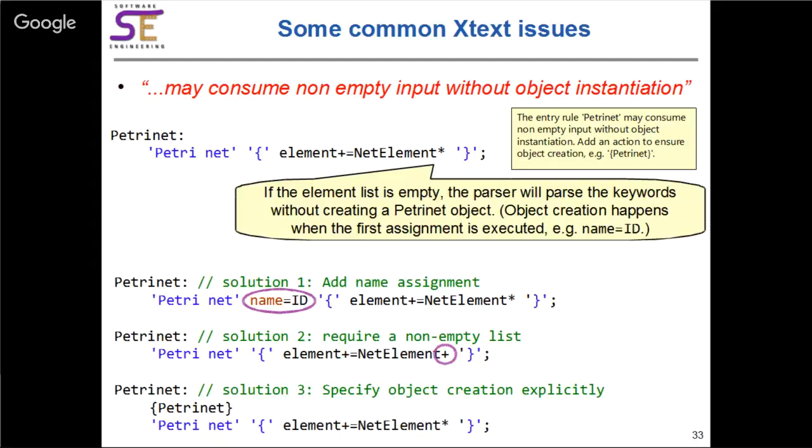So this is by saying Petri net, so the type of element that should be created, in curly brackets. It is the command of creating a Petri net whenever I see the keyword Petri net and the opening and closing curly brackets, which tell the parser that there is actually a Petri net element there. Okay, so that's one issue that you could run into.